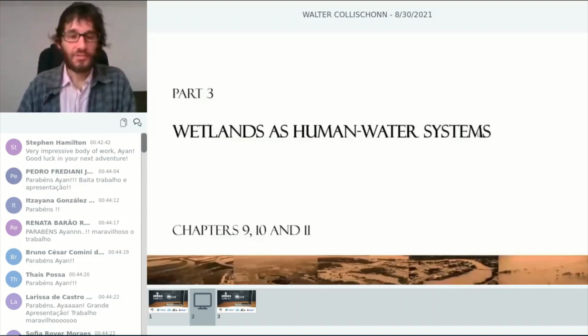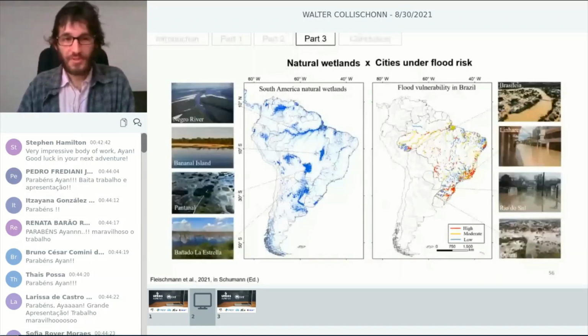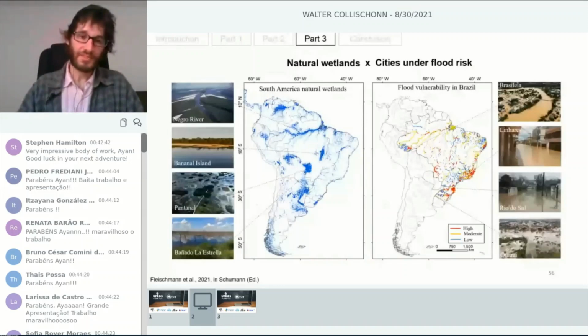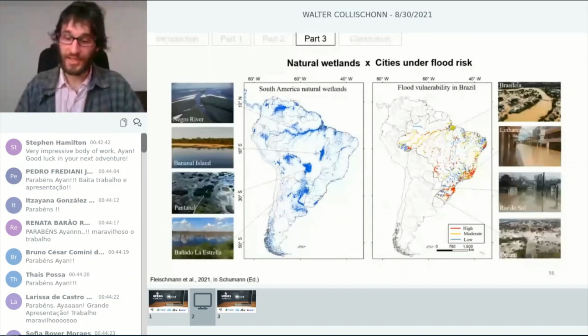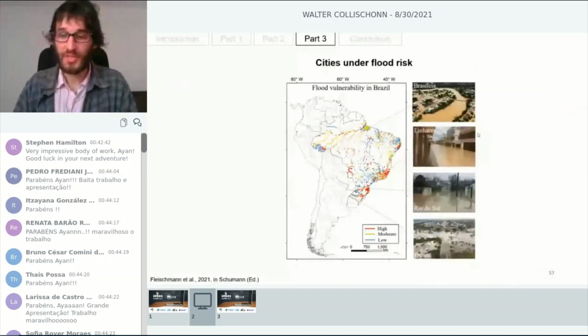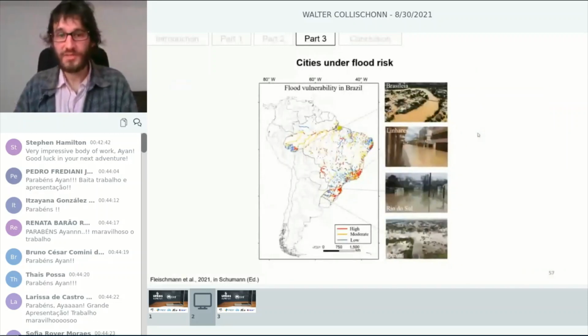So this part is formed of 3 chapters, and recall this figure from the beginning of the presentation. If you have the natural wetlands on one hand, we have these cities under intensifying flood risk that lie along river floodplains in the continent. And this will be the focus of the last part of the thesis.